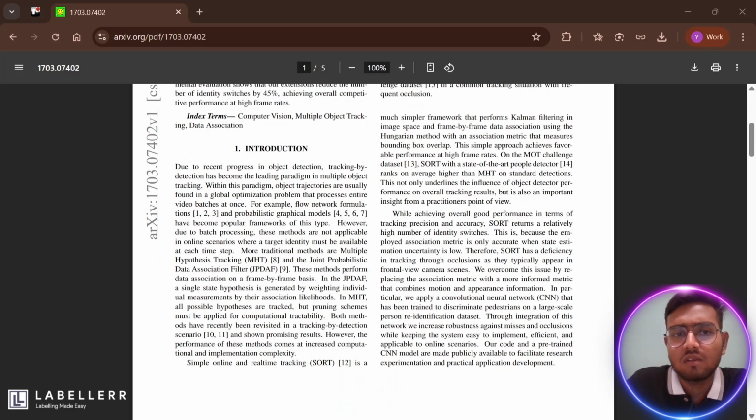The Hungarian algorithm is like a matchmaker that pairs predictions with actual detections in the most optimal way. Second, appearance information. This is the game changer. They added a CNN, a type of deep learning model that's really good at understanding images. This CNN looks at each detected object and creates what we call an appearance descriptor. Think of it as a unique fingerprint for how that object looks.